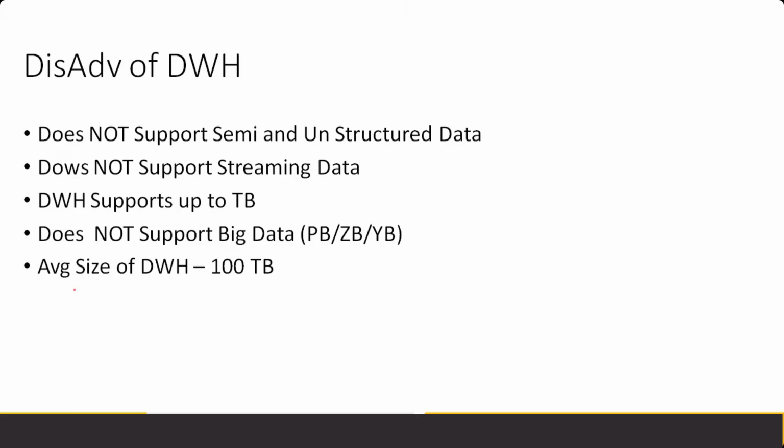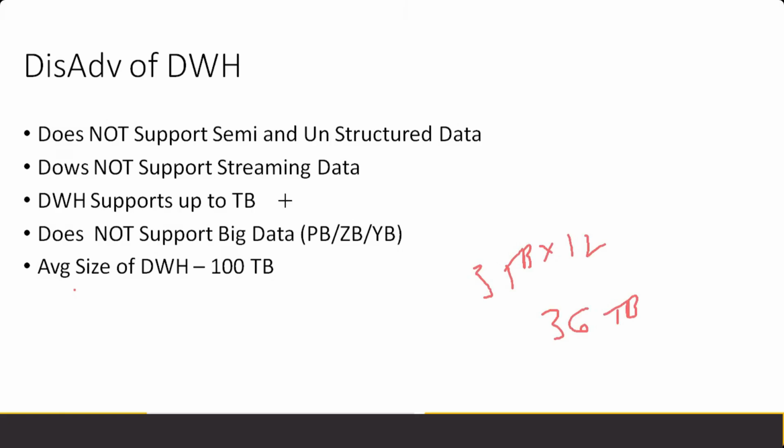So if you're getting data very quickly, for example, every month I'm going to be getting 1 terabyte of data, or 2 terabytes of data every month, or let us say 3 terabytes of data. Within 1 year, 3 terabytes every month means 36 terabytes of data in 1 year.